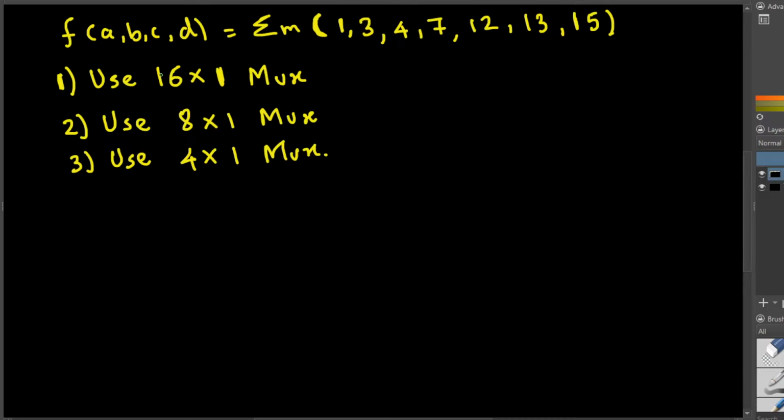Now let's see how we can express this function using a 16 by 1 mux. To do that, the 16 by 1 mux is straightforward because the maximum value we have is 15. So we are going to create a 16 by 1 mux for that. Let's do that here.